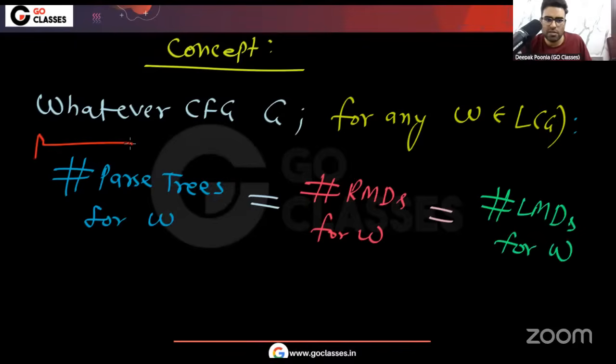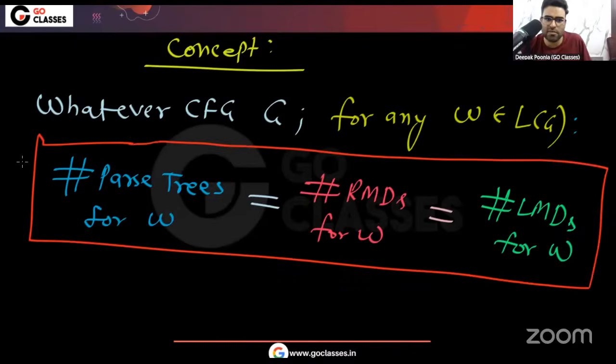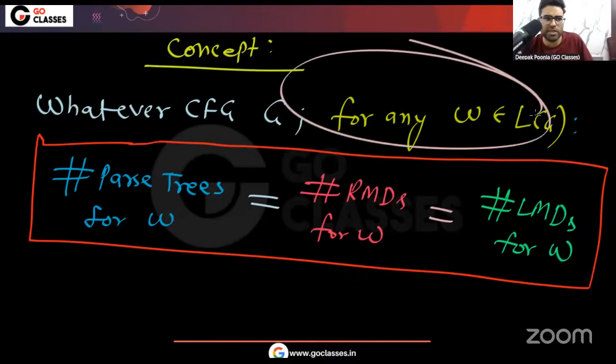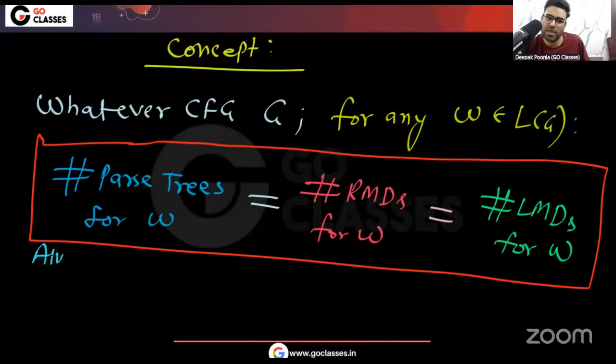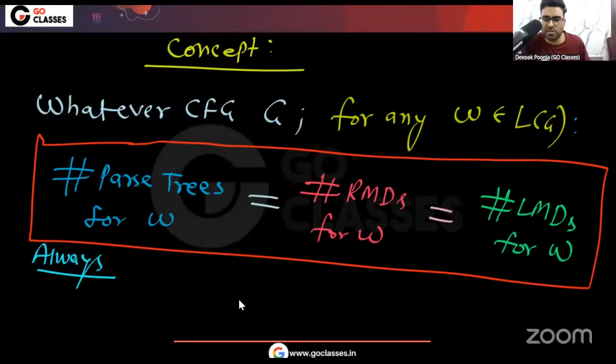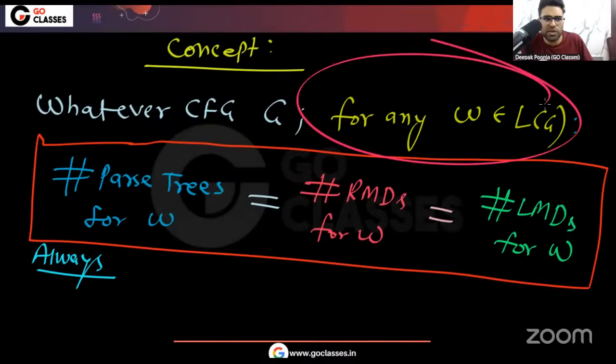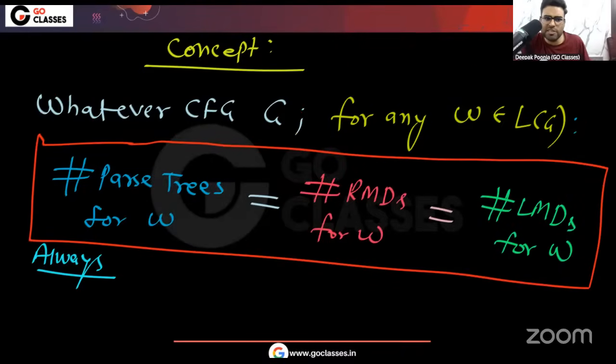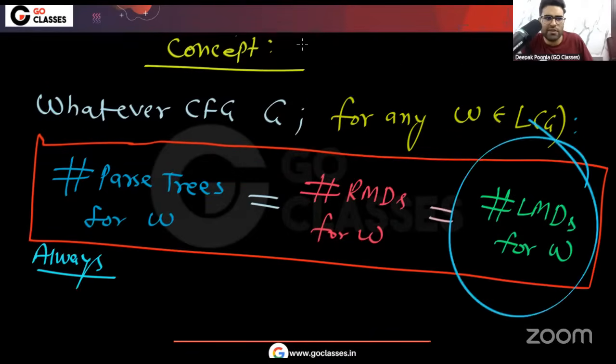Is this clear? This is true for every string. Whatever context free grammar you take, whatever string you take, this is always true. Means for this string W, the number of parse trees will be equal to the number of rightmost derivations, that will be equal to the number of leftmost derivations. So now when you say that a grammar is ambiguous if for at least one string we have more than one parse tree, the same statement I can also say that a grammar is ambiguous if there is at least one string for which we have more than one rightmost derivation. The same statement I can also say that a grammar is ambiguous if for at least one string we have more than one leftmost derivation.